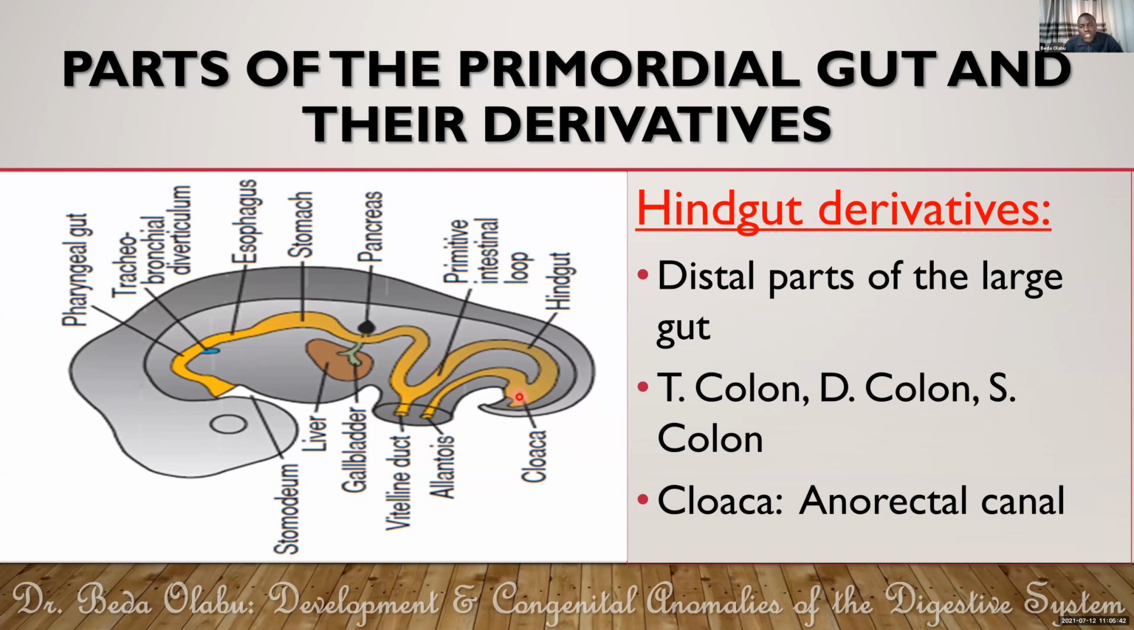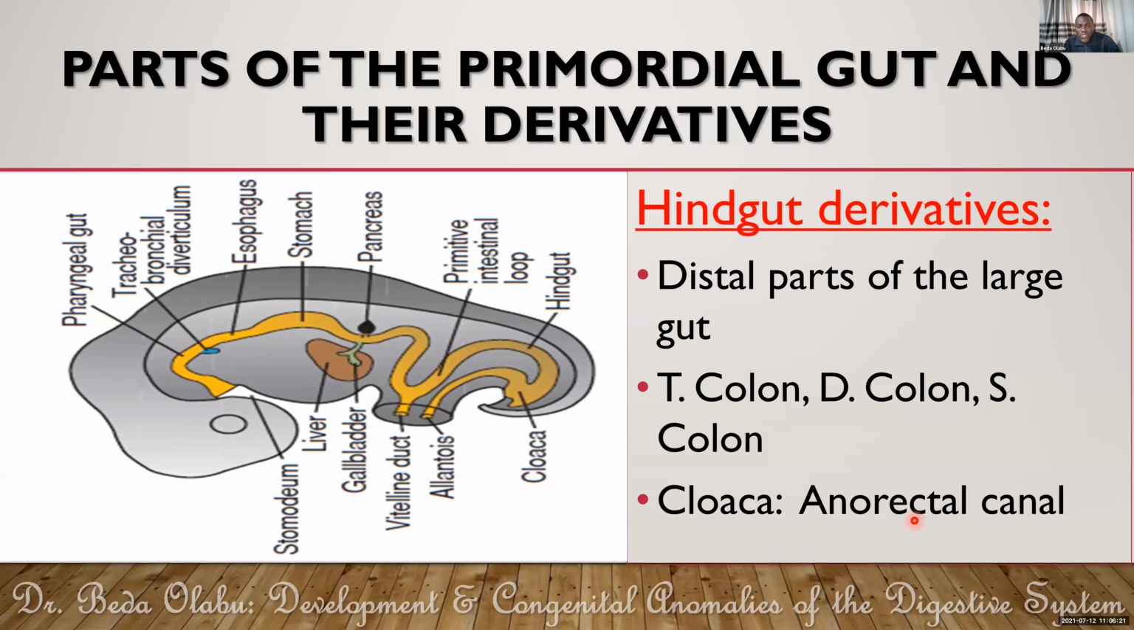As development continues in any mammal, the cloaca becomes partitioned into two, and we are going to see cloacal partitioning. When the cloaca becomes partitioned, it will form two chambers, an anterior chamber and a posterior chamber. The posterior chamber is known as the anorectal canal. And as the name suggests, that's the part that gives us the anus and the rectum. So I'm mentioning the cloaca here because it's a continuation of the hindgut.